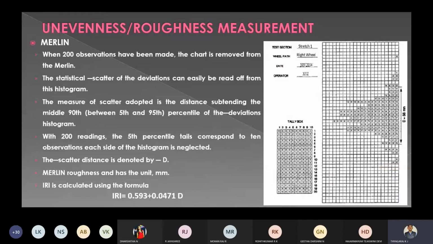So this is how you are going to represent the Merlin readings, by marking them, and you are going to exclude 5 data on the right hand side and 5 data on the left hand side. The middle portion we get in terms of depth, and the depth you get will be used to calculate IRI, that is, the International Roughness Index. Remember, International Roughness Index can be calculated.